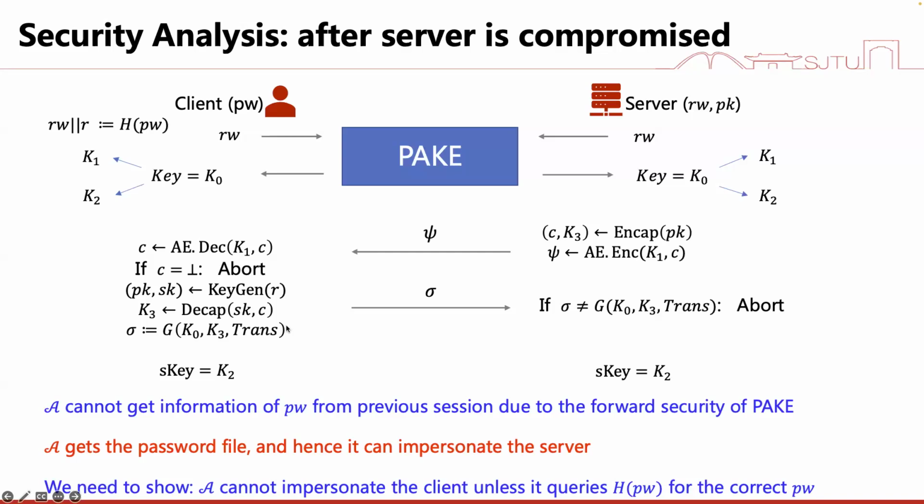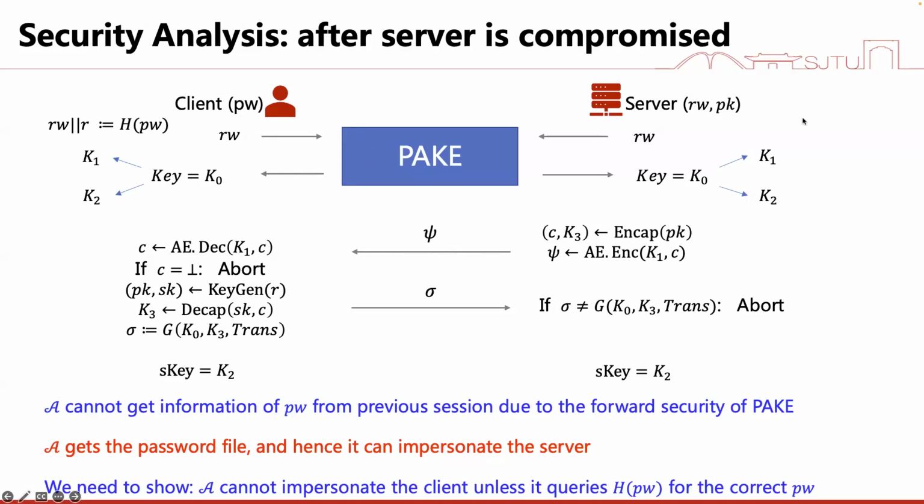Now we consider the security after the server is compromised. The adversary cannot get information of the password from previous sessions because the underlying PAK has forward security. Even if the adversary gets the underlying PAK password RW, the PAK session key still looks random to the adversary. So the PSI sigma and the session key of the previous session do not reveal the information of the password.